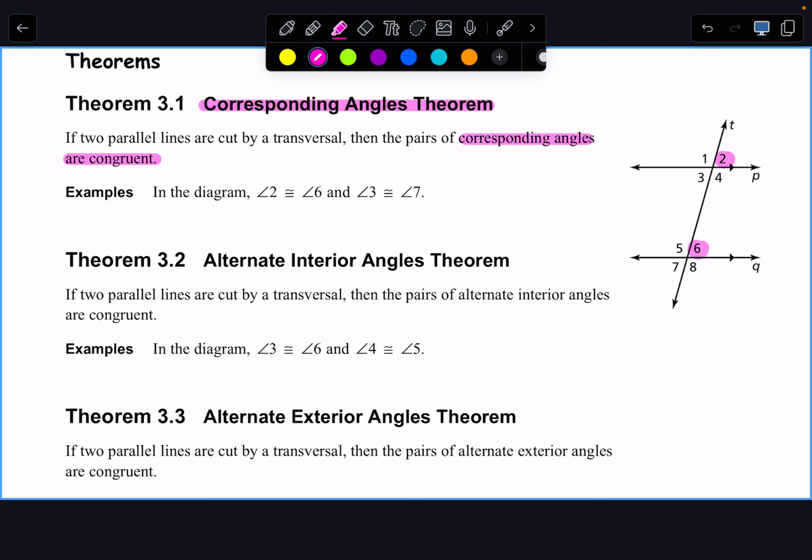Okay, what would be another pair? Okay, 3 and 7 are corresponding with parallel lines. They're congruent. What else? 4 and 8. 1 and 5. Okay.